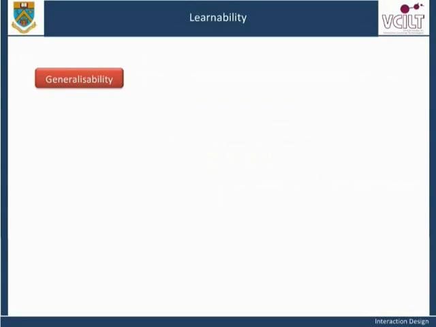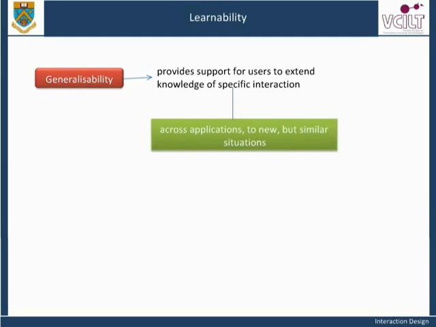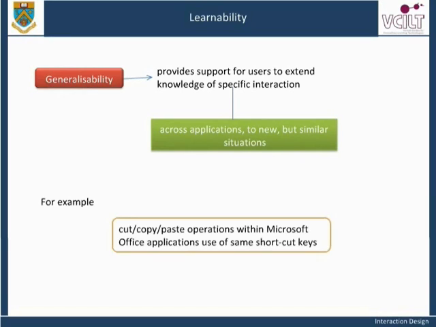Generalizability. This interactive design principle provides support for users to extend knowledge of specific interaction within and across applications to new but similar situations. For example, cut, copy, paste operations within Microsoft Office applications use the same shortcut keys.